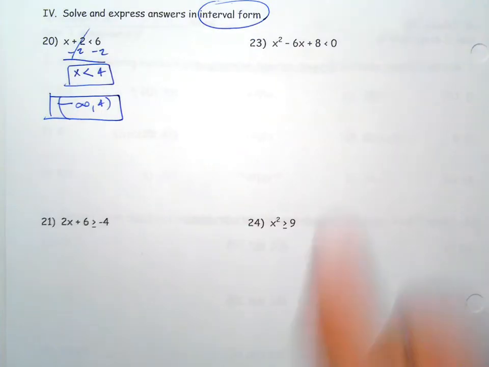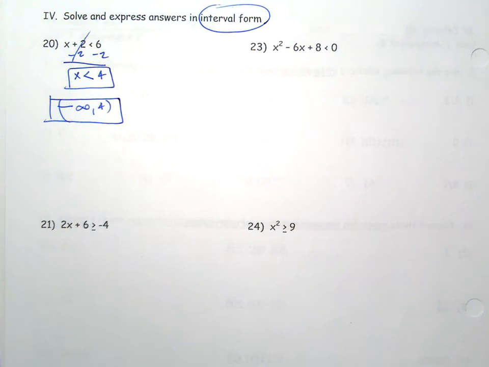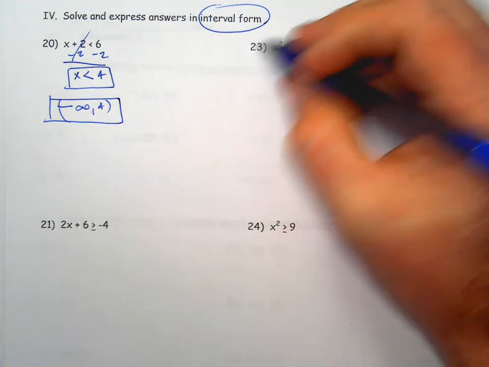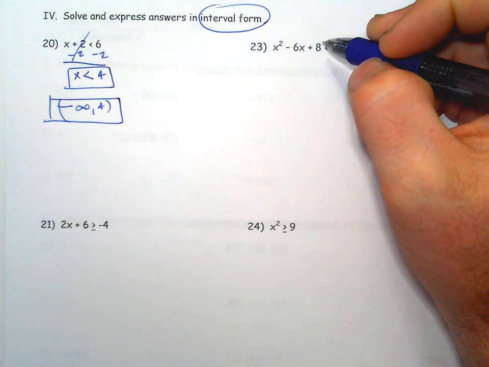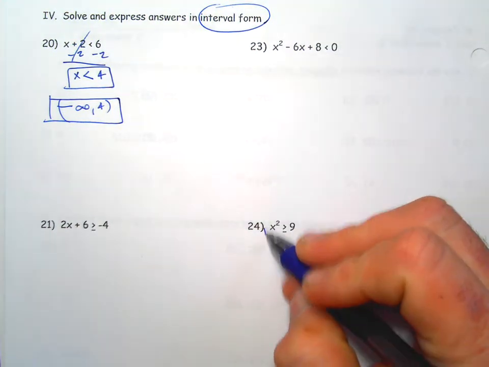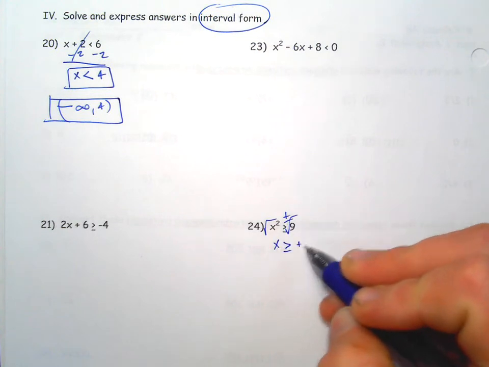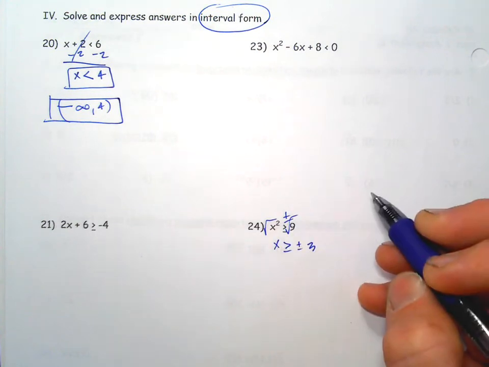But this right here, this is a quadratic inequality. And this one, trying to get x by itself doesn't really work so well. In fact, on number 24, I would say this is similar. Some people would be tempted on 24 to say, well, let's take the square root of both sides. X is greater than plus or minus 3. And that's not really the answer.